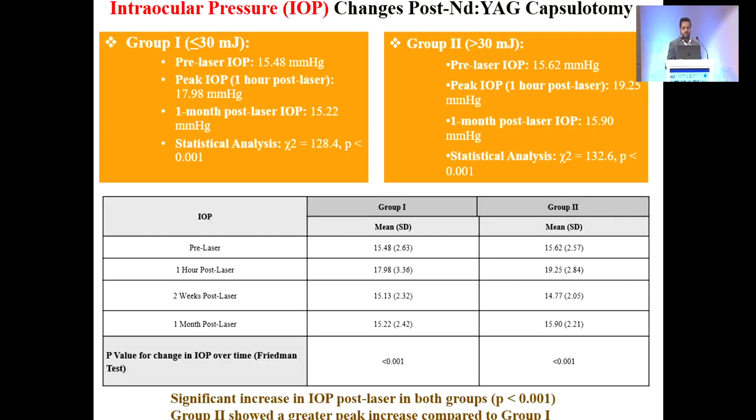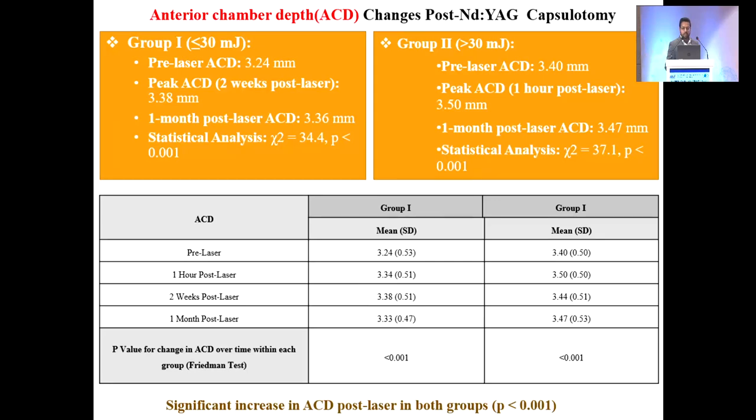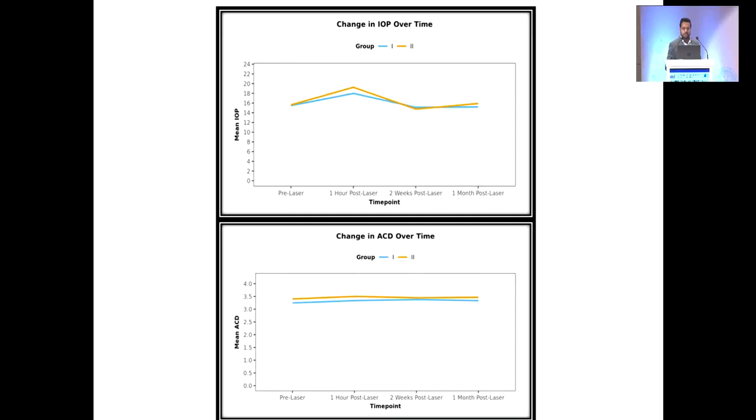As a result of my study, I have noticed that there is a significant increase in IOP post-laser in both the groups. Group 1 had a pre-laser mean IOP of 15.48, which peaks at 1 hour post-laser and comes to baseline at 1 month. Similarly in group 2, but group 2 showed a greater peak increase as compared to group 1. In terms of anterior chamber depth, there is a slight and significant increase, which also comes to around baseline at 1 month post laser, as shown here. Also the changes in IOP and changes in anterior chamber depth.